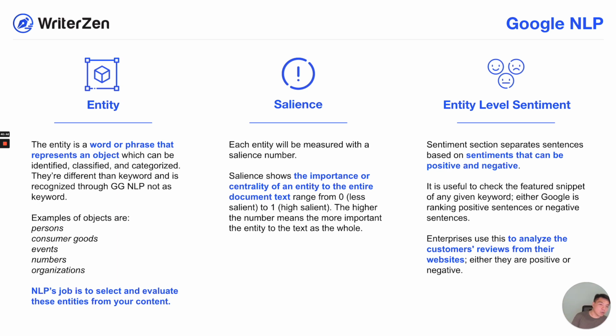Okay. The last one is entity-level sentiment. The sentiment section separates sentences based on sentiment, which can be positive or negative. It is useful for checking the featured snippet on any given word, to see whether Google is ranking positive or negative sentences. Enterprises typically use this to analyze the customer reviews of their website, whether they are positive or negative, right?